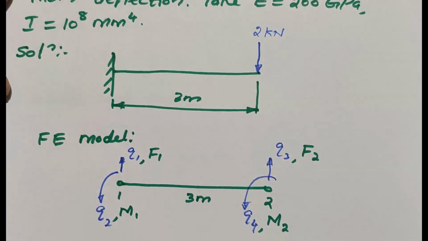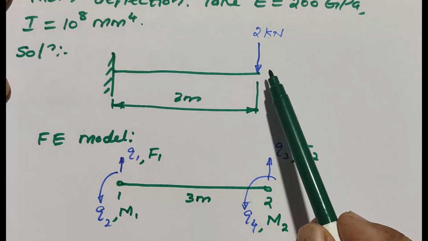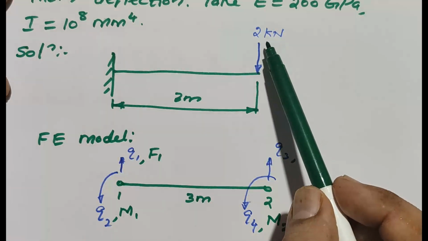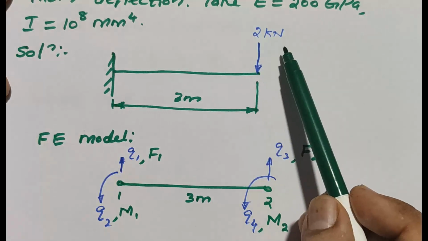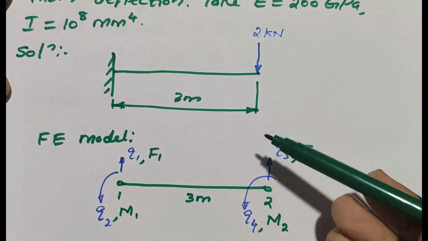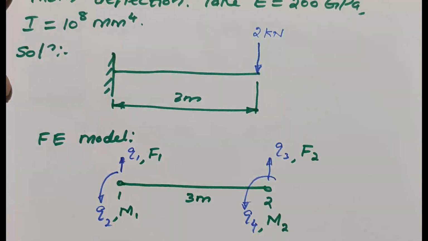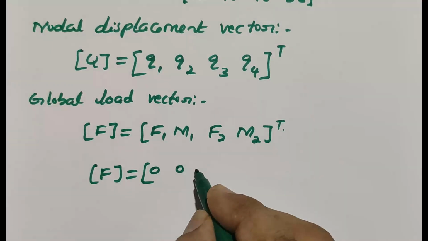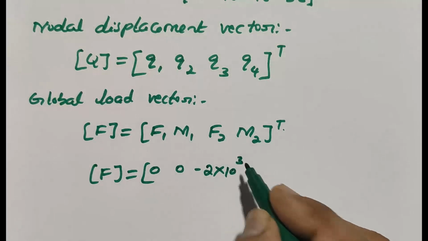Next we need F2. See the figure, F2 means applied load at node number 2. See at free end we have a transverse load of 2 kilonewton, means F2 will be equal to 2 kilonewton. Since it is acting downward, or since it is acting in the negative y direction, we will take it as minus 2 kilonewton. So F2 is minus 2 into 10 power 3 Newton.